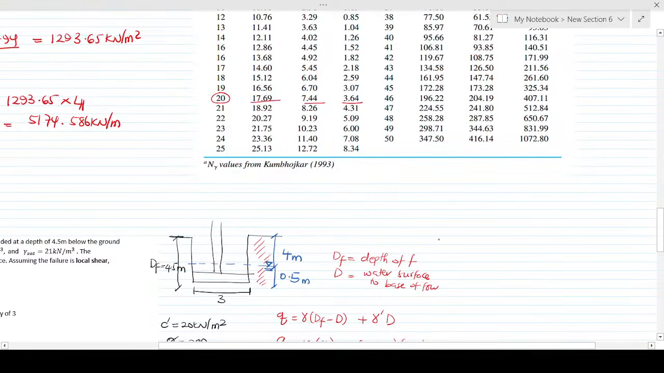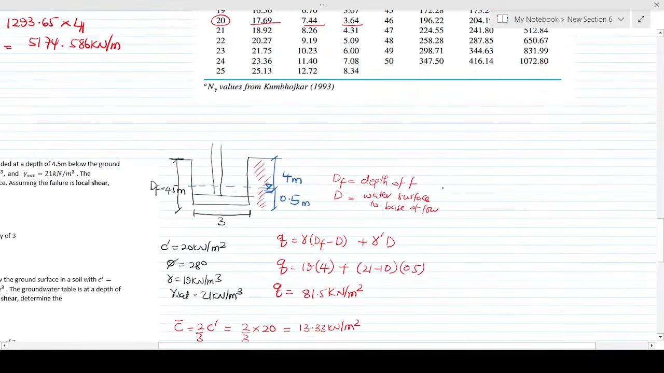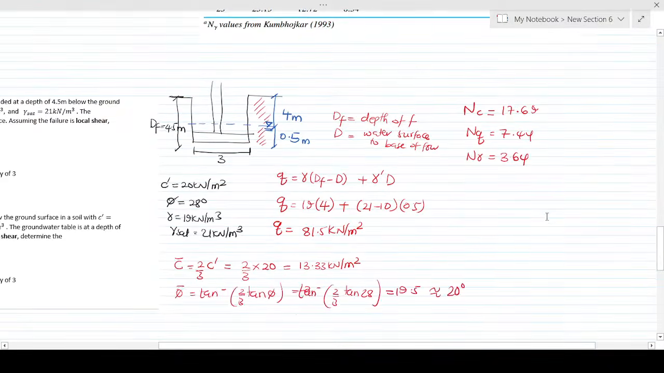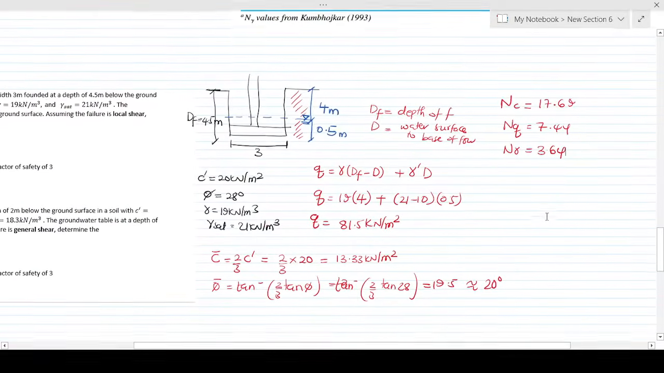So with that 20, you can see my bearing capacity parameters or factors to be given by. So my Nc is what? 17.69. My Nq is what? 7.44, and my N gamma is what? 3.164, I guess. Now, what type of foundation is it? A rectangular foundation.